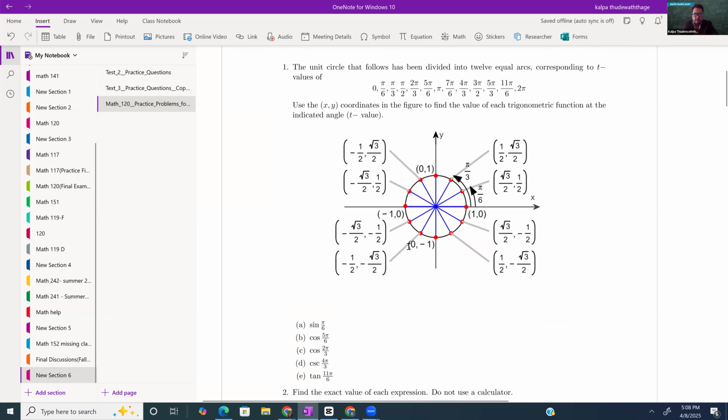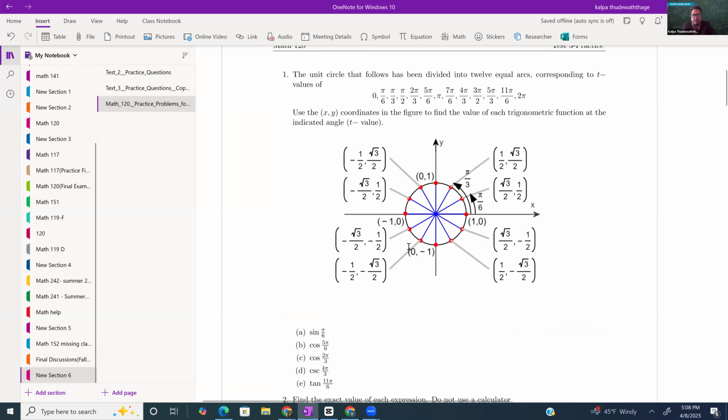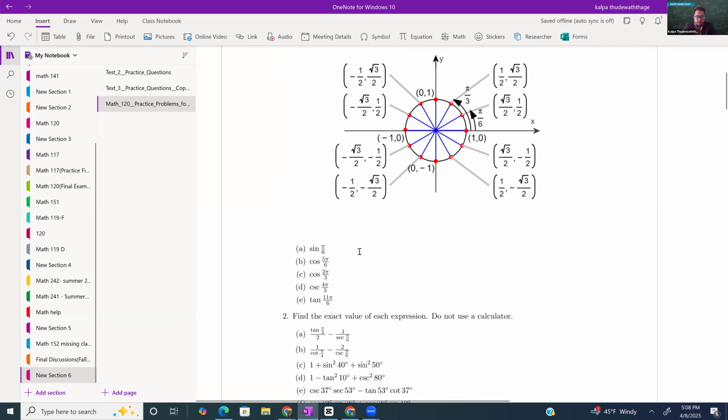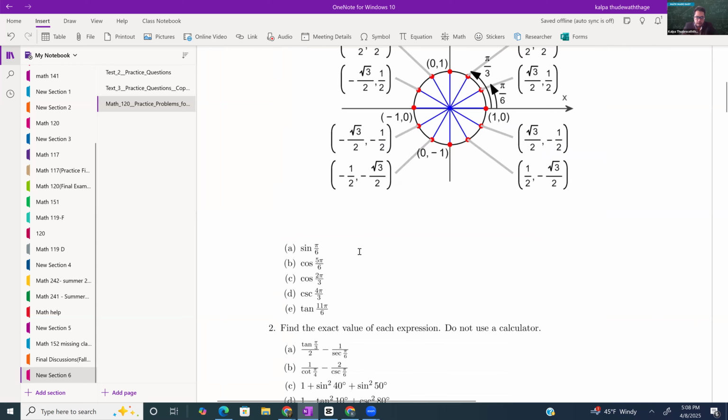Okay, so we'll see the first question. The first question is something like the basic questions that you can answer using the unit circle. Okay, in the first question, I give you the unit circle and I ask you what is sine pi over 3, cosine pi over 3 and so on. So how do you answer this type of question?